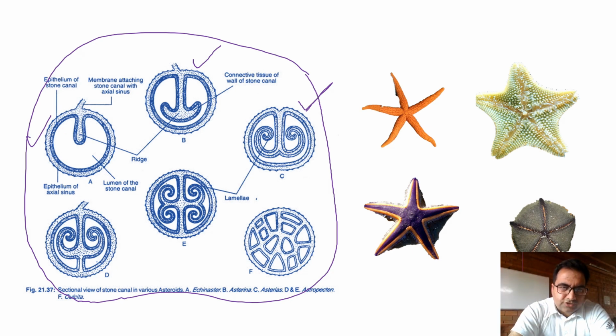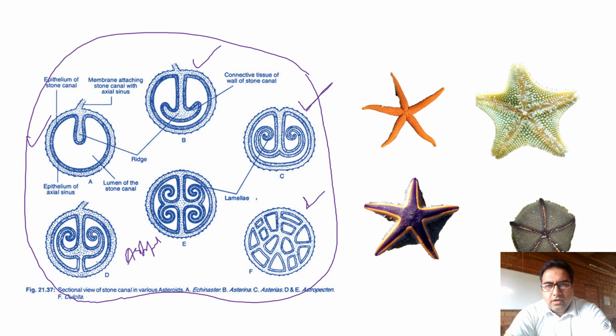So this is the Astropecten, and this is in the case of Calcita. So we do have mostly the Echinaster, Asterina, Asterias, and the Calcita.